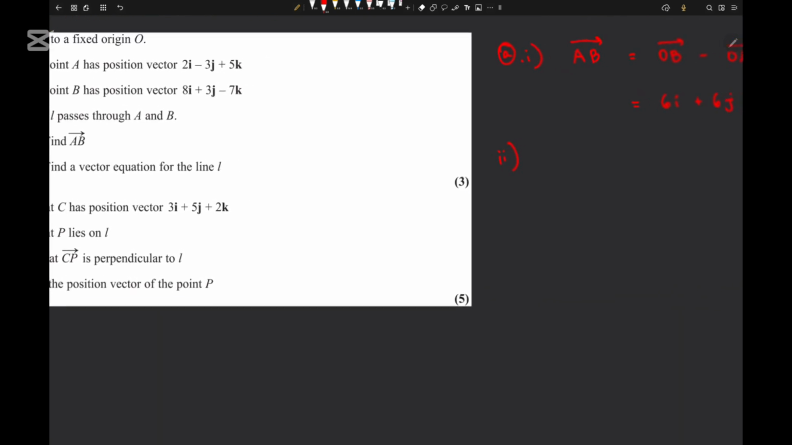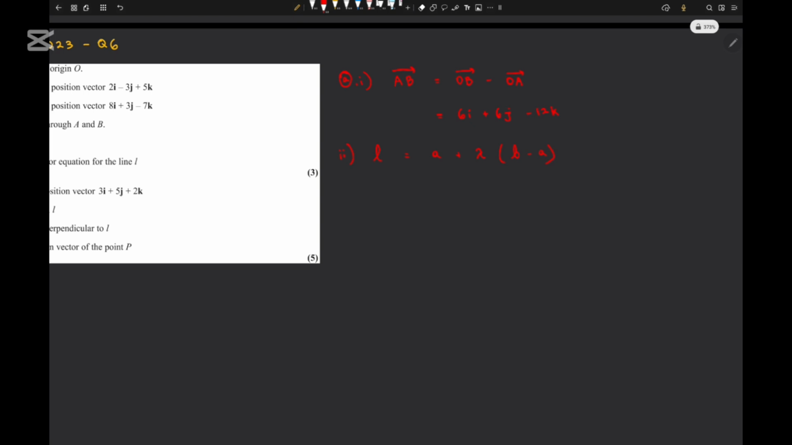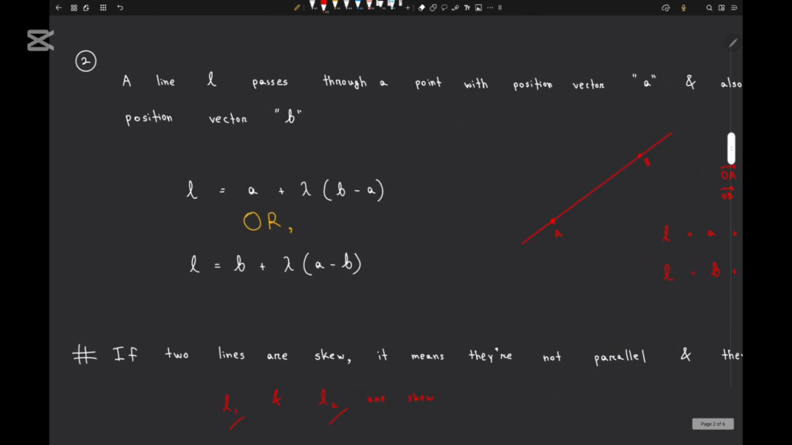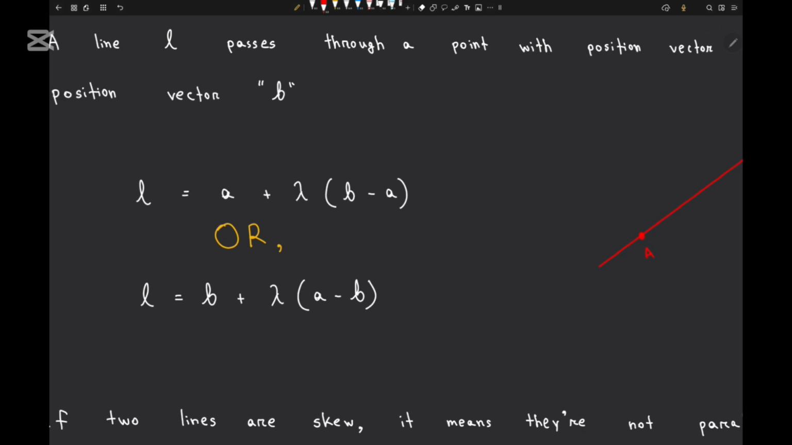We know that the line L passes through A and B. So L will be equal to A plus lambda times (B minus A). Now there's another small part which I did not tell you before when explaining how to find the equation of a line in 3D. Let me tell you now that this must be in the simplest form.